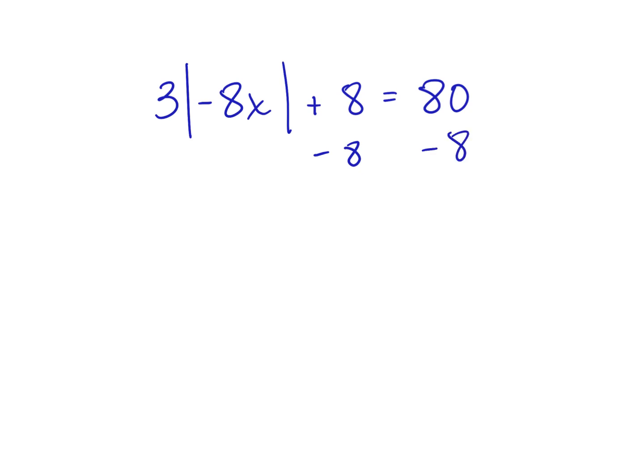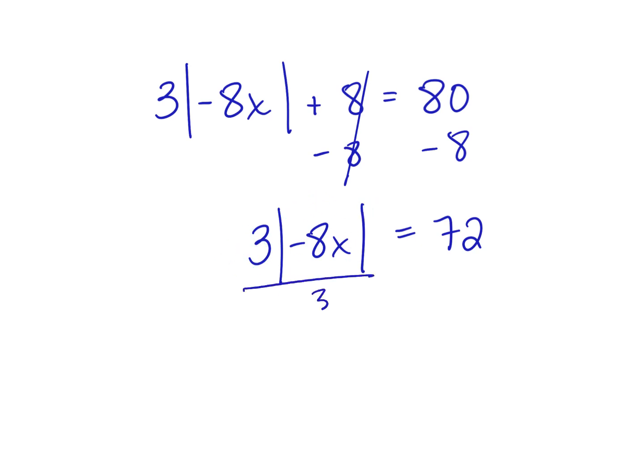Whatever we do to one side, we do to the other. So that's going to go. I'm going to drop down the 3 times the absolute value of negative 8x. 80 minus 8 is 72. Since this 3 is being multiplied by this absolute value, I'm going to divide by 3 to get rid of it.